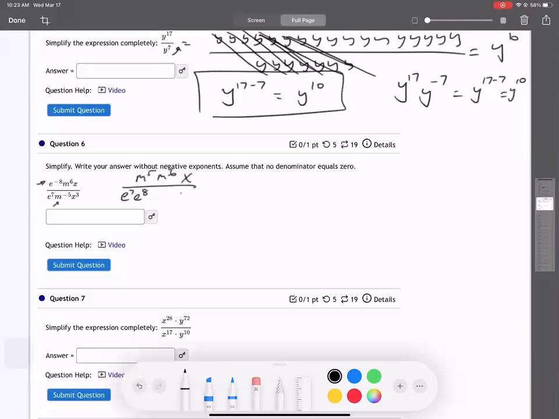We have x and x cubed. Now we can combine these. M on top, I see 5 and 6 both on top now. We have m to the 11th on top. We have 7 and 8.